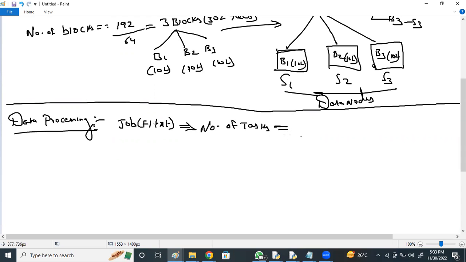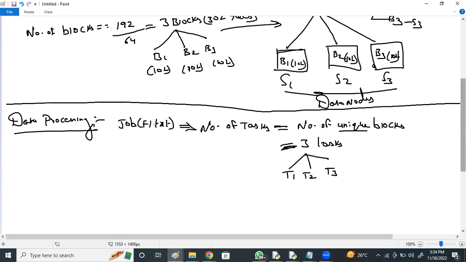So the number of tasks in Hadoop always depends on the number of unique blocks. I'm using the word unique, and I'll discuss later why, when we go for replications. The number of tasks depends on the number of unique blocks. How many blocks here? 3 blocks, which means 3 tasks. Which are the 3 tasks? T1, T2, and T3.